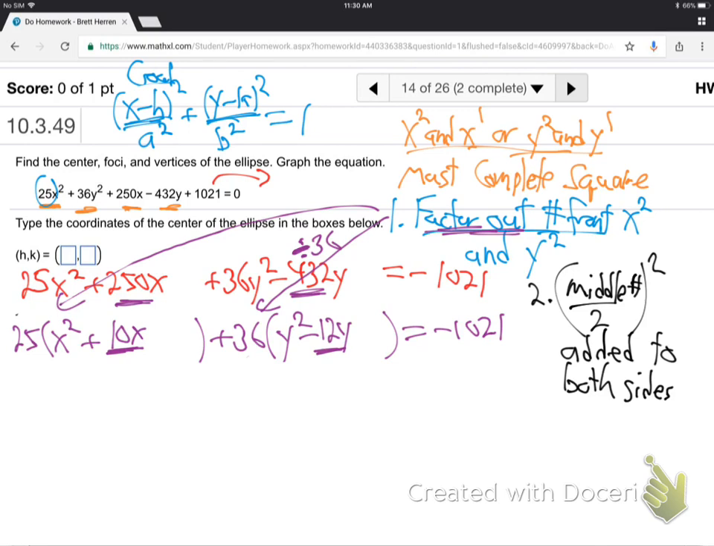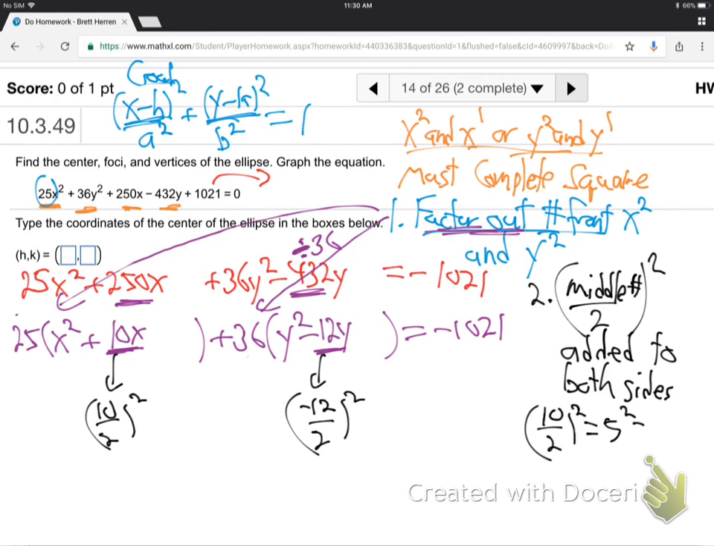So that means I've got to take this 10, put it over 2, and square it. Got to take this minus 12, put it over 2, and square it. Is that making sense? So let me write it over here where we have room. 10 over 2 squared, that's 5 squared, 25. And negative 12 over 2 squared, negative 6 squared, positive. It's always positive, huh? Because you square them in the end.